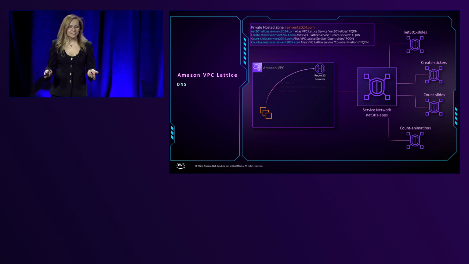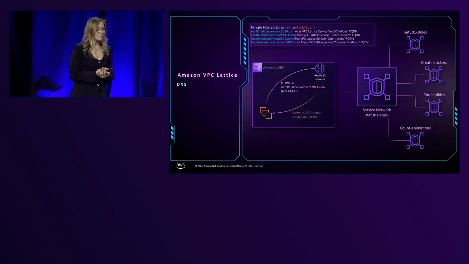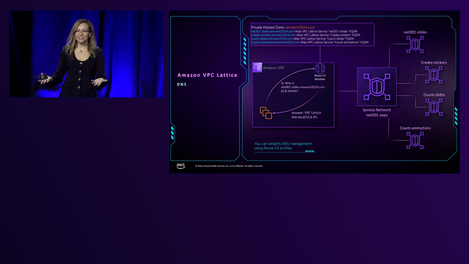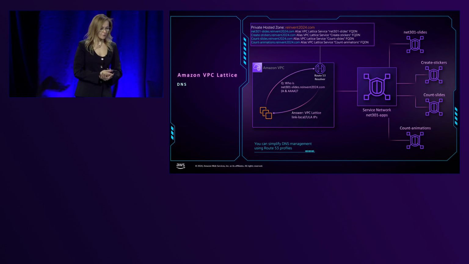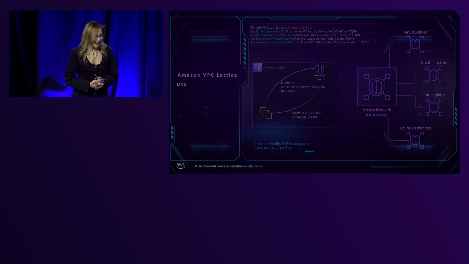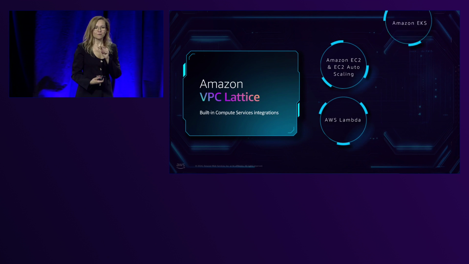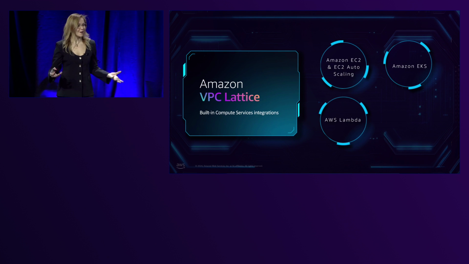From a DNS perspective, the same model that AWS PrivateLink has, where you would update your private hosted zones with your custom names, is supported for VPC Lattice as well. And you can simplify that using Route 53 profiles, which is the new launch for this year too.